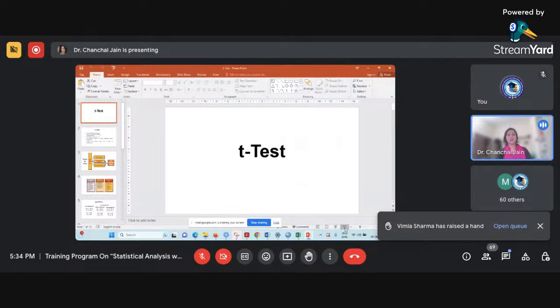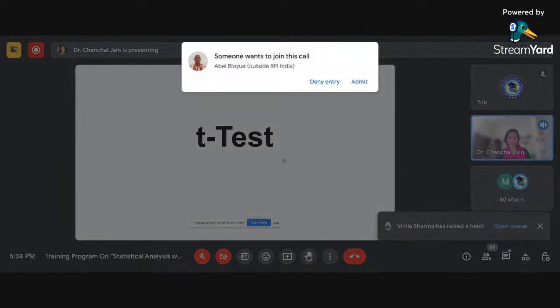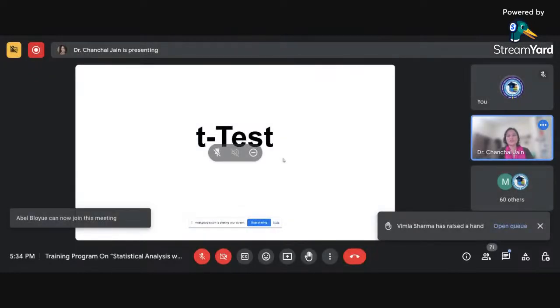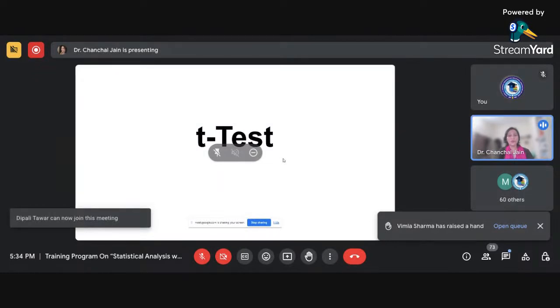Okay. So now I'm starting with the t-test. Firstly, yesterday I discussed the chi-square test, and I said that chi-square is a non-parametric test, meaning a test which is not bothered about the population distribution, whether the sample we have drawn from the population is normally distributed or not. So we are not bothering about the population distribution.